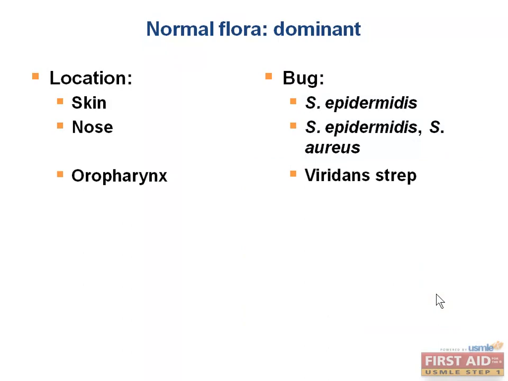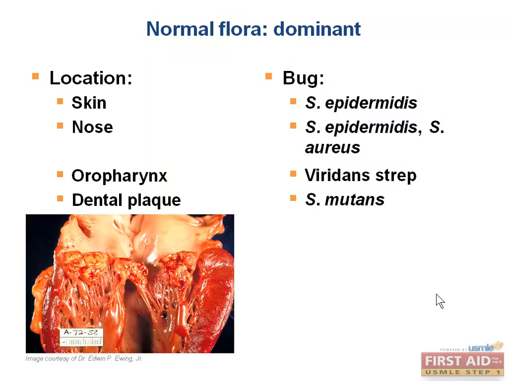The oropharynx contains viridans group strep, and dental plaque often contains Strep mutans. You might see a question about a patient getting a dental procedure and then manifesting a fever and possibly a new heart murmur. This is how they would test your knowledge of endocarditis.